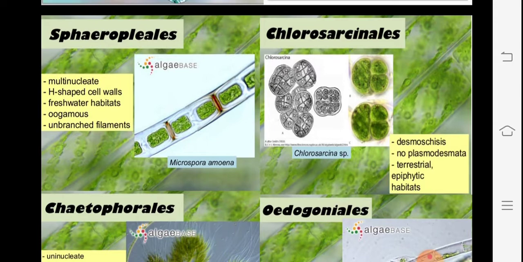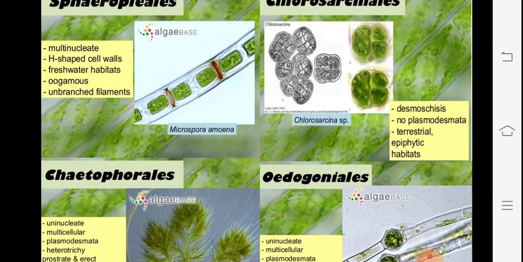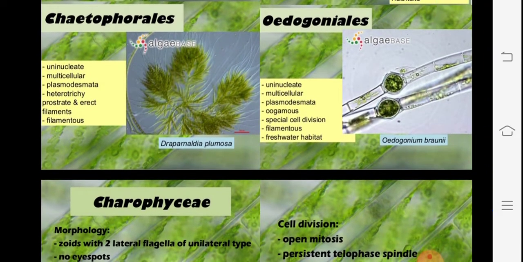Then Chlorosarcinales, right? Chlorosarcina is the genus. You see this photograph. It shows desmoschisis. It is terrestrial, epiphytic in habitat. So we just have to go through it. Then Chaetophorales, Chaetophora is a good example. Last time we saw Draparnaldiopsis. It is an allied genus.